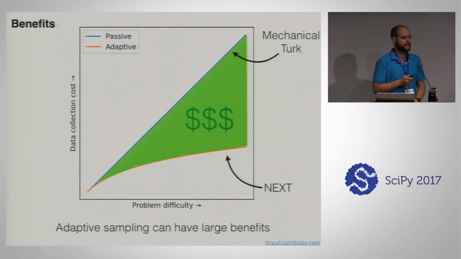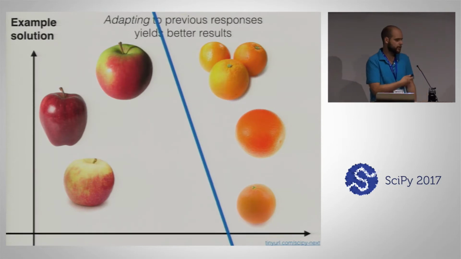All right, so those are the benefits of adaptive data sampling, but I want to show a more useful practical example of what it looks like. So let's say we're labeling fruits, and we have labels apples and oranges, and we're on two axes, maybe height and weight or something. And we can draw some classifier in the middle that separates apples and oranges.